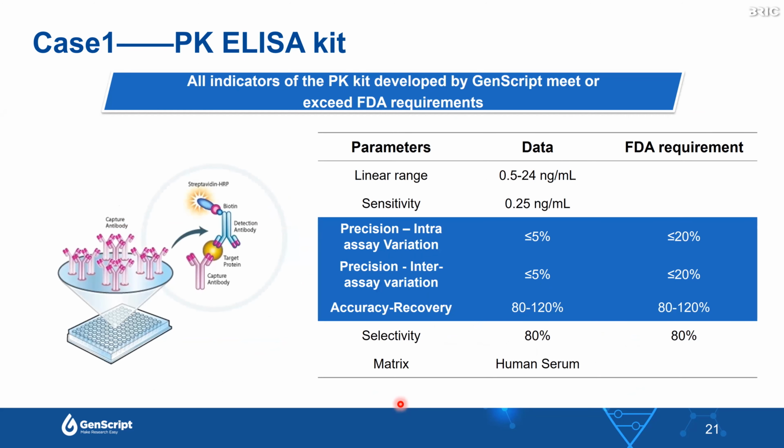This is one of the PK sandwich ELISAs developed by our GenScript. This kit we have developed meets and exceeds the FDA requirements. The precision of the intra- and inter-assay variations are both less than 5%. The FDA requirement is less than 20%. We are also able to meet the accuracy and recovery as the FDA requires.